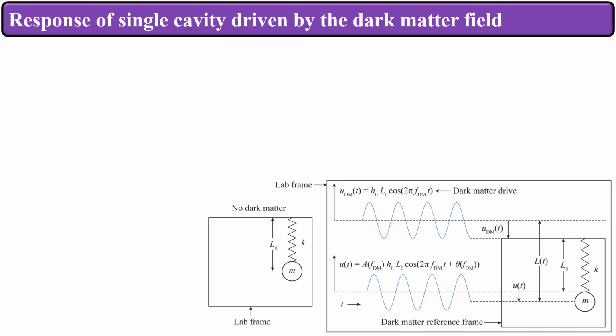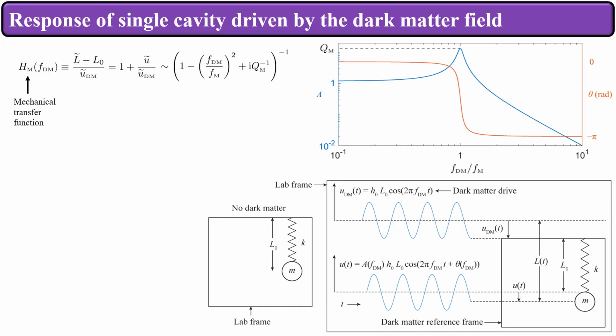The dark matter drive appears as a fictitious force in this reference frame and causes this mass to oscillate with an amplitude a and phase offset theta relative to the drive. If you define the transfer function as the displacement of the mass in the lab frame relative to the drive amplitude, then a straightforward solution of the equations of motion gives this.